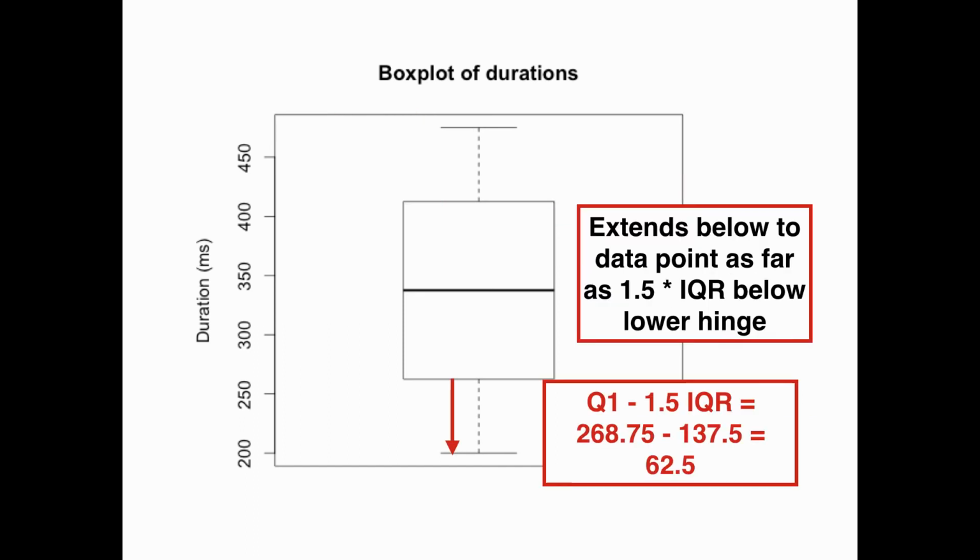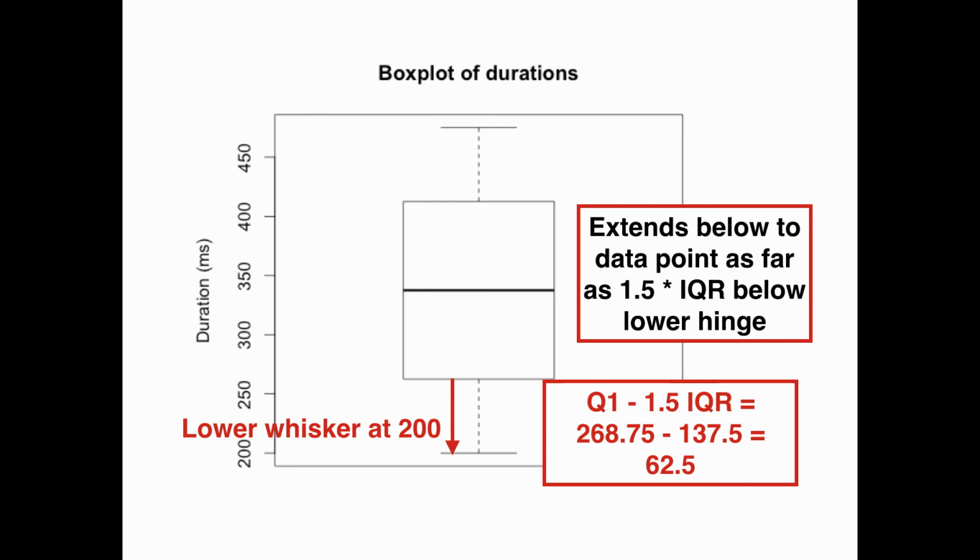All right, lower whisker, same deal. The lower whisker could extend as far below the lower hinge as 1.5 times the interquartile range. So that could be as low as 62.5. But in our case, the lowest duration we have is actually 200. So the whisker will only extend as far as the lowest data point. If we had lower data points, it would extend further. So there we've got our box plot whiskers.